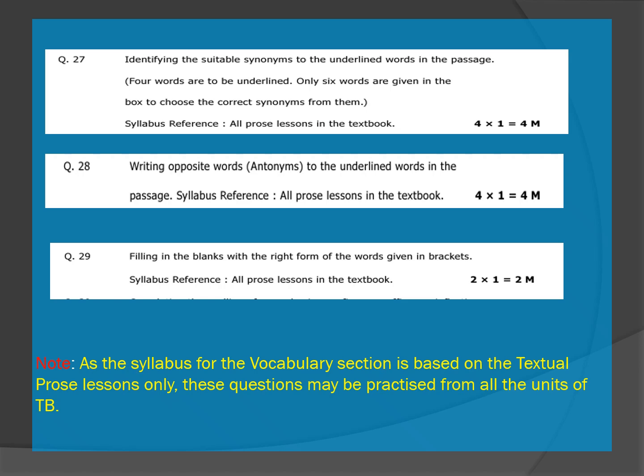Coming to question number 29, this is about filling in the blanks with the right form of the words given in brackets, and the syllabus reference is, as usual, all prose lessons in the textbook, and here also each question carries 1 mark. As the syllabus for the vocabulary section is based on the textual prose lessons only, these questions may be practiced from all the units of the textbook.